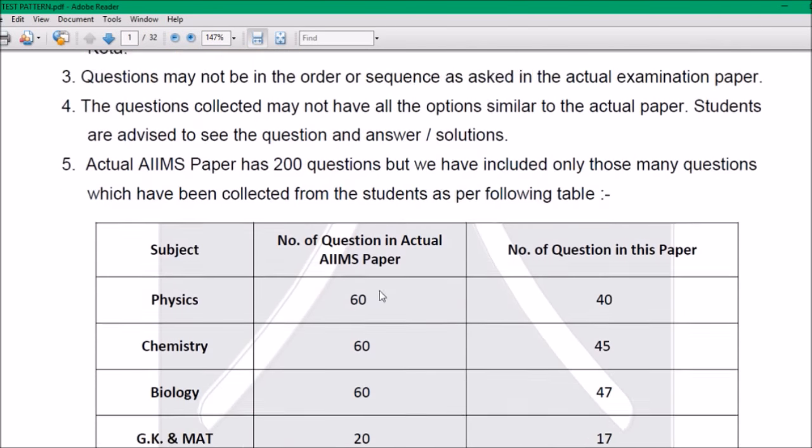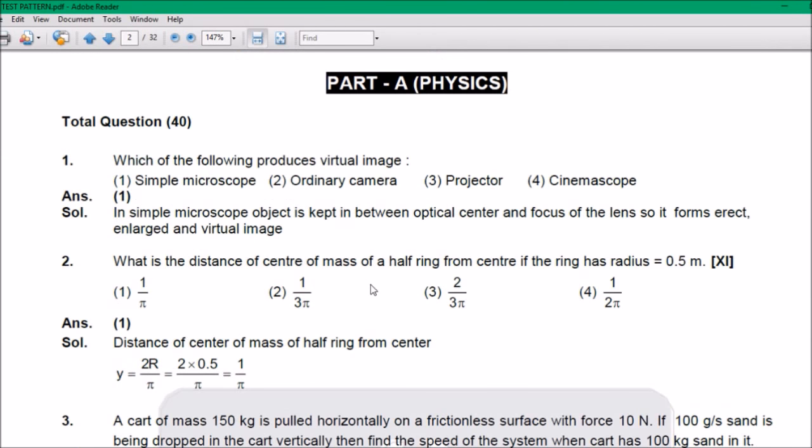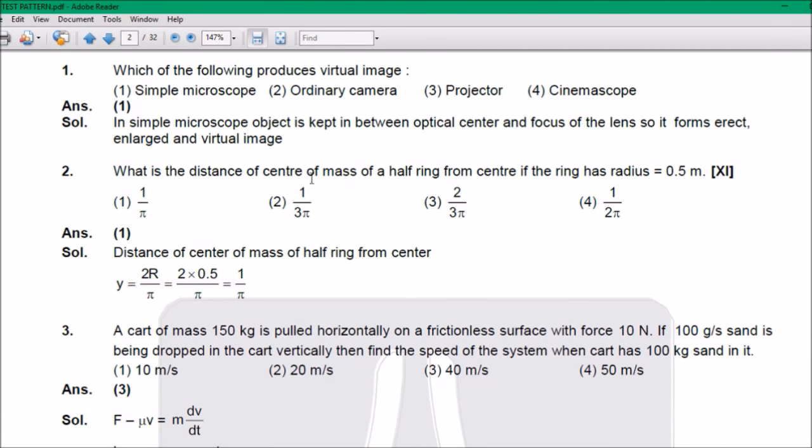So let's see directly to the questions. Part A, first on the physics, question number 1. Which of the following produces virtual image? Answer is simple microscope. What is the distance of the center of mass of a half ring from the center if the ring has a radius 0.5 meter?